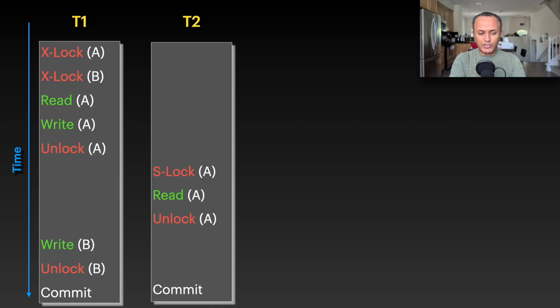So we have two transactions. Both are actually valid two-phase locking. If you look at T1, you'll see that it does X lock A, X lock B in the beginning. It has some reads and writes. So this is the growing phase, and then it starts the shrinking phase where it does unlock A, write B, and then unlock B. So very distinct two phases here. T2 also just has one lock that it locks at the beginning and then unlocks near the end. So this is valid two-phase locking.